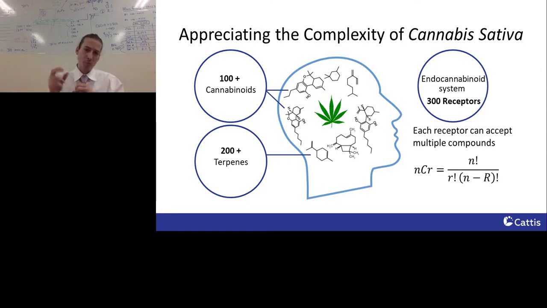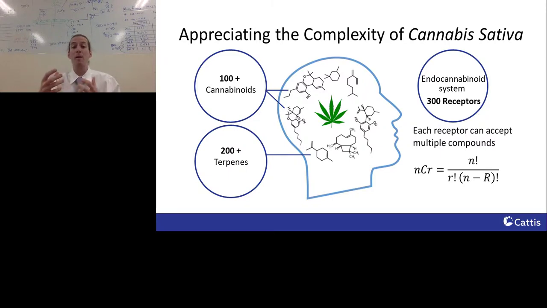These terpenoids and cannabinoids interact within our endocannabinoid system, and within it we have around 300 different receptors. Each receptor can accept multiple terpenoids and multiple cannabinoids. So if we were to ask the question, how does cannabis work? Well, that's a really complex question, right? We really can't take a monopharmaceutical approach to that question, monopharmaceutical being one compound for one condition.